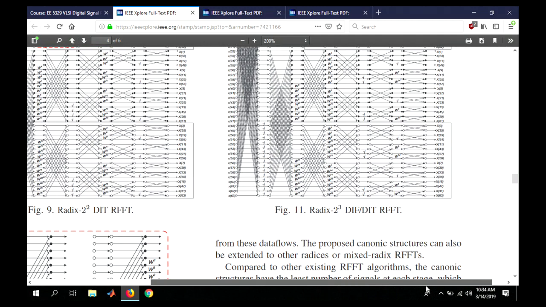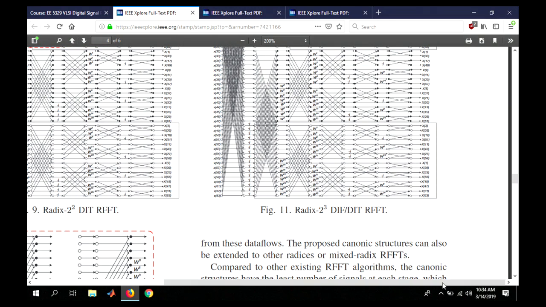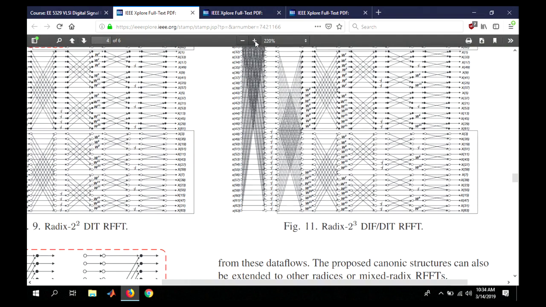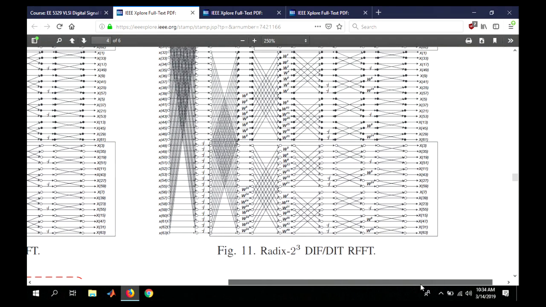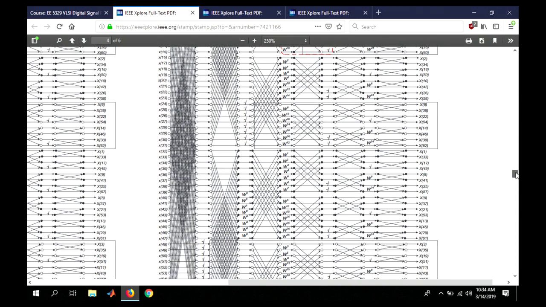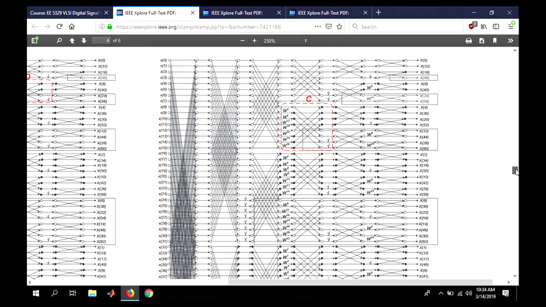So let's take a quick look at radix 2 cube and see what this one is showing here. By the way, this paper is about a real FFT, but the idea of deriving radix 2 squared is the same for real and complex. Simply push twiddles and make sure that every alternate stage has only minus j, or multiply by 1 or minus j, no twiddle factors after every alternate stage.